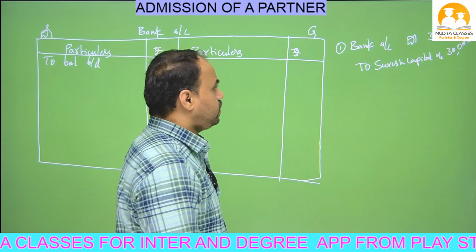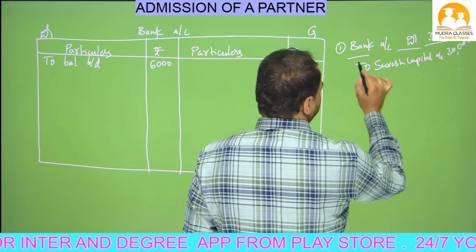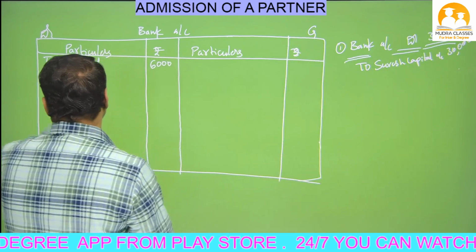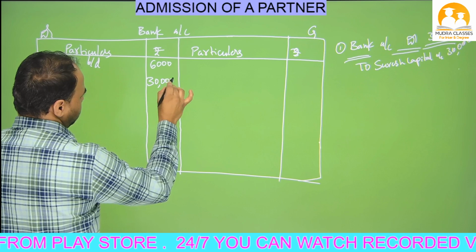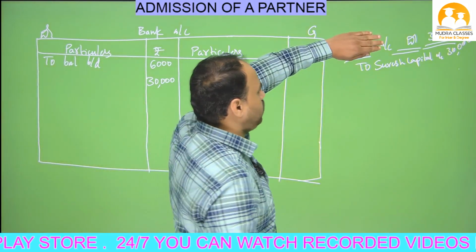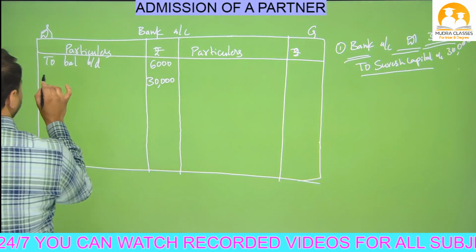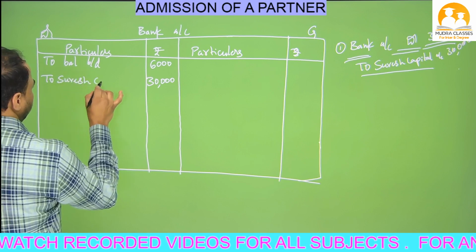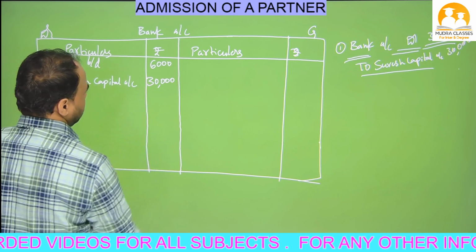Now, how to post this journal entry? That is important. Write in the bank account debit side 30,000. The bank account, this is the debit side. I have written here 30,000. Okay, close this bank. What is opposite? Suresh capital. So write down here to Suresh capital account.